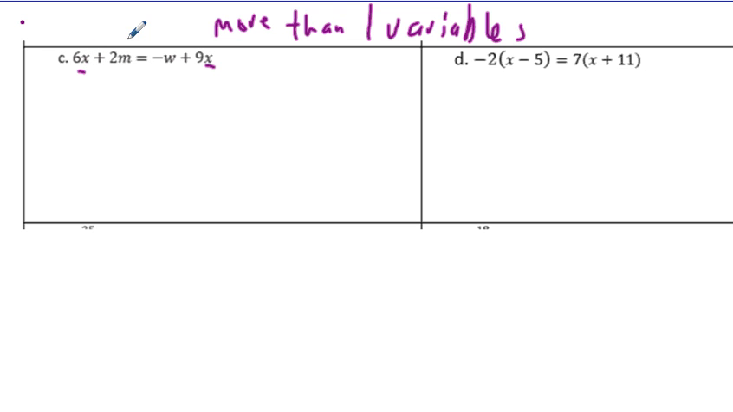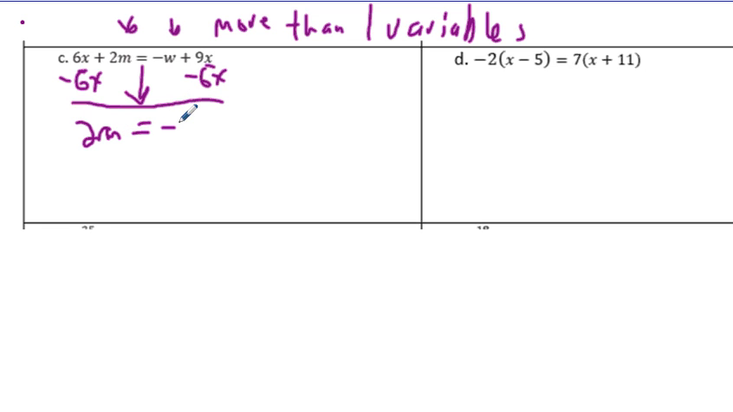But in this case, there's not going to be constant terms. There's going to be a negative w and a 2m. So let's start off by making our variable x 0 on the left-hand side and take away 6x from both sides. If you bring down the equal sign, you're just left with 2m on the left-hand side. And on the right-hand side, you still have a negative w, and you have a positive 3x.